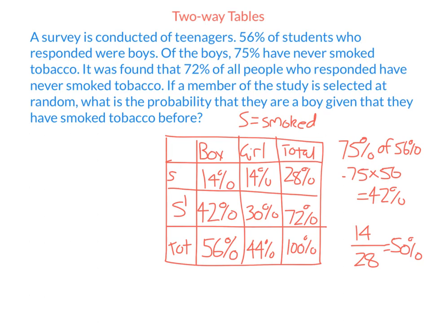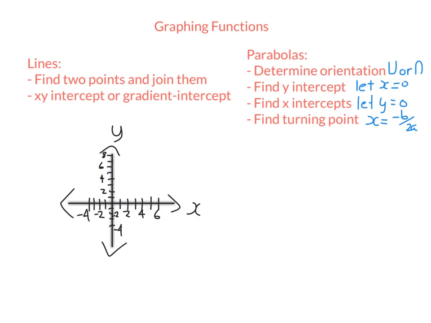Now let's look at how functions work. So we'll start with graphing functions. I'm going to go through graphing lines and parabolas. To graph a line, you only need to find 2 points and join them. You can use the xy-intercept or the gradient-intercept method.